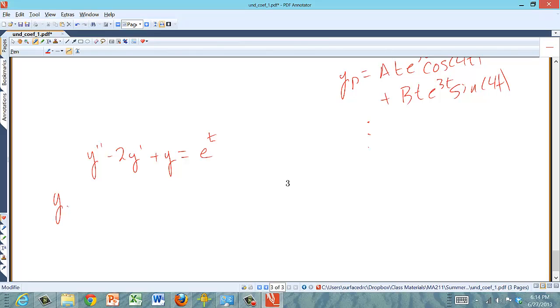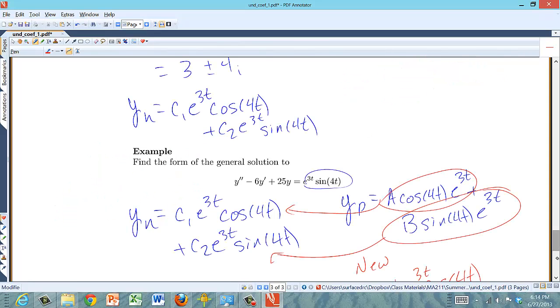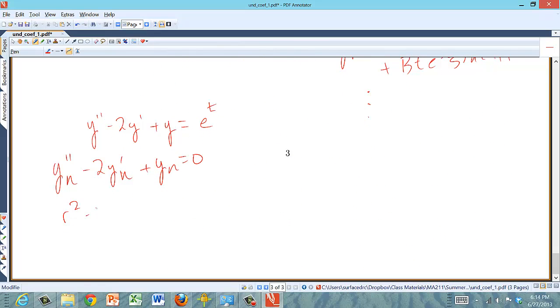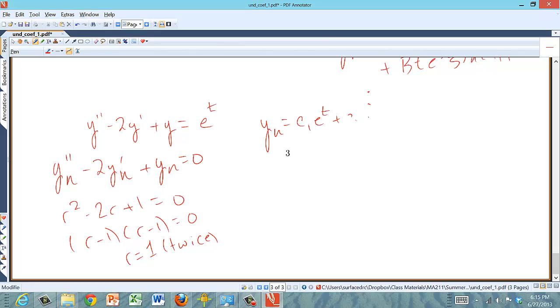Well, I'd get my associated homogeneous solution, yh double prime minus 2yh prime plus yh equals 0. Write down the characteristic equation. R squared minus 2r plus 1 equals 0. That factors as r minus 1 times r minus 1. So I have a repeated root here. I have r equals 1 twice. So my yh will be c1 e to the t plus c2 t e to the t.